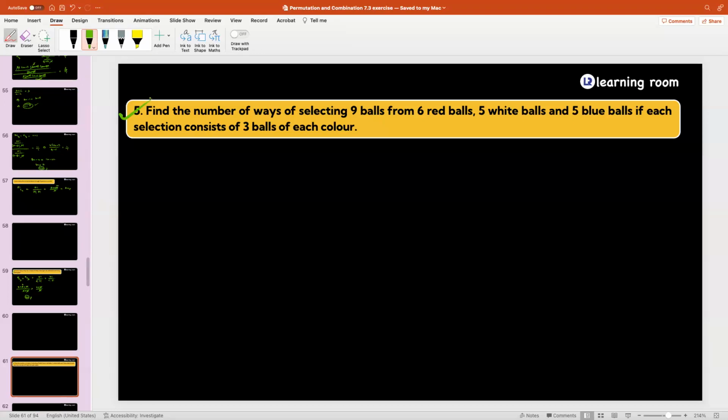Next. Find the number of ways of selecting 9 balls from 6 red balls, 5 white balls and 5 blue balls if each selection consists of 3 balls of each color. So from the 6 red balls, you need to choose 3, into the 5 white balls, you need to choose 3, into the 5 blue balls, you need to choose 3. So 6C3 into 5C3 into 5C3.